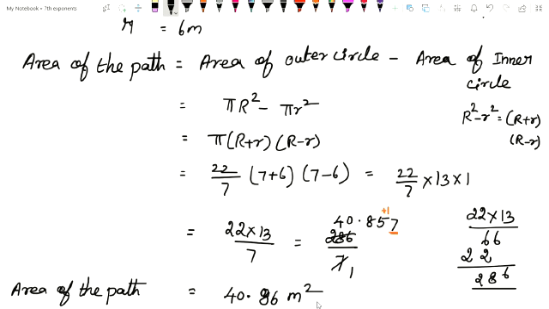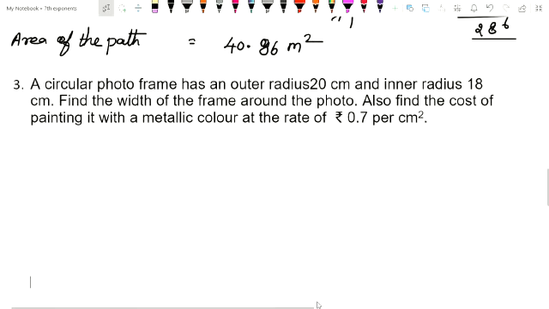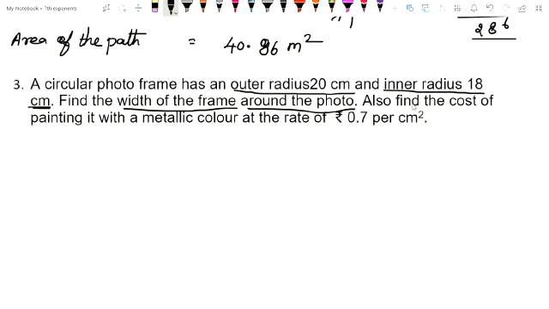Okay, children. See the next one. A circular photo frame has an outer radius 20 centimeter and inner radius 18 centimeter. Find the width of the frame around the photo. Also find the cost of painting it with a metallic color at the rate of rupees 0.7 per centimeter square.